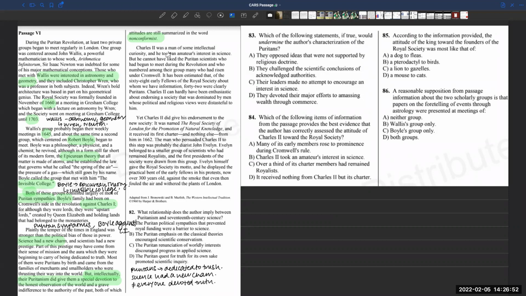But what is his view of the Puritans? I'll give you some options. Does he wish that he could kill the Puritans? Does he find the Puritans slightly annoying? Or does he love the Puritans?